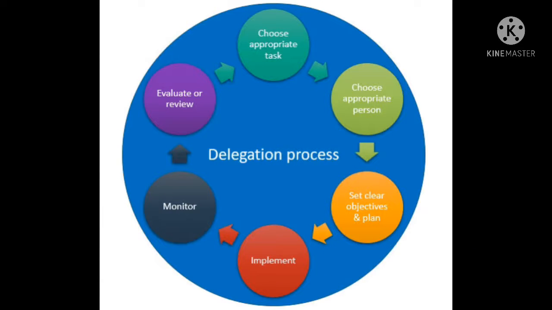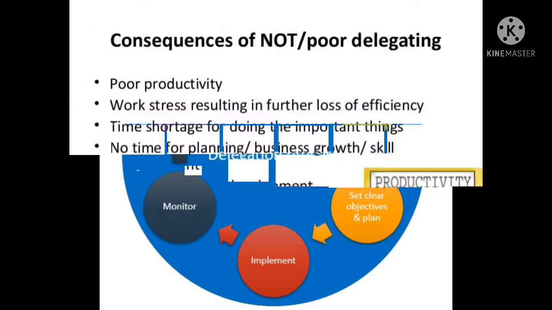So actually, how does the delegation process work? First, we need to choose the appropriate task and then choose the appropriate person, and then set clear objectives and plans. Then after that we need to implement. After implementing, monitoring is necessary. After monitoring, we need to evaluate or review the work done by them.